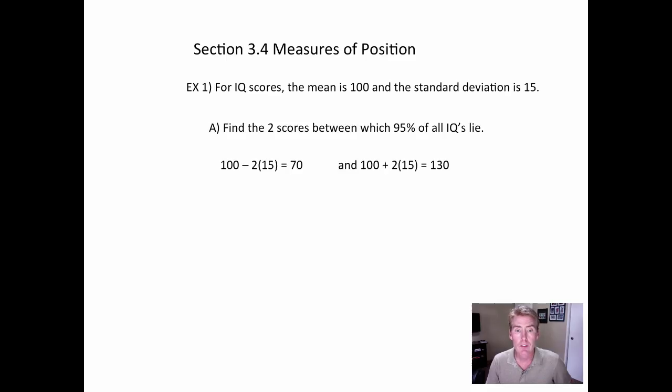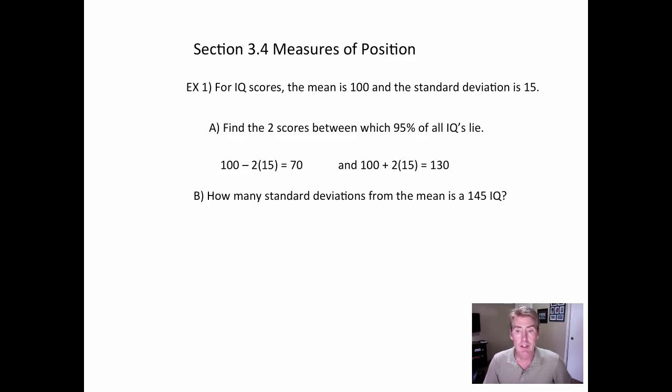So all I need to do is take the mean of 100, subtract two standard deviations, take the mean and add two standard deviations. So 95% of all IQ scores lie between 70 and 130. Well, that means there's a 5% chance of being outside of that range, 70 to 130. So if any score is above the 130, that's considered unusual. And if any score is below 70, that's also considered unusual.